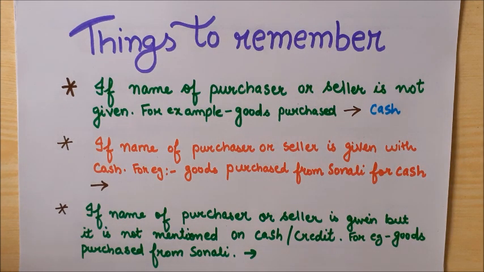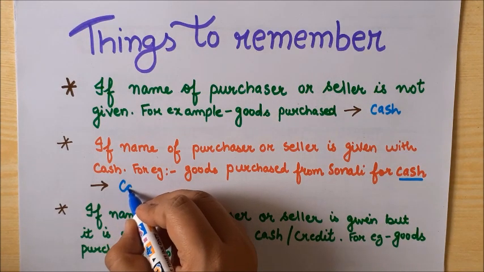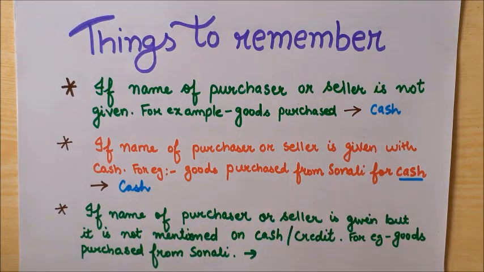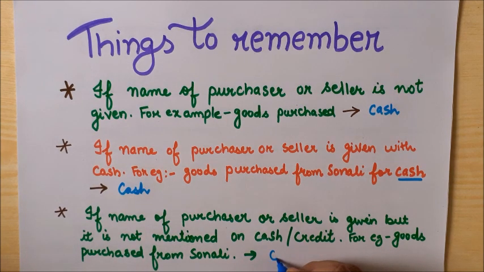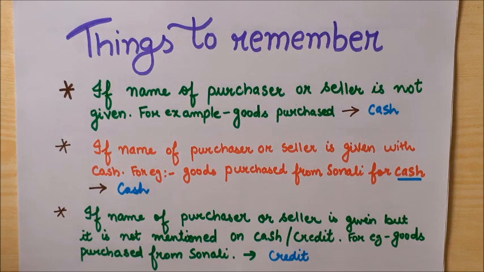If the name of the purchaser or seller is given with cash, for example, goods purchased from Sonali for cash, since the word cash is mentioned, you will assume it is on a cash basis. If the name of the purchaser or seller is given but it is not mentioned whether it is on cash or credit basis, since the name is given, you will assume it as credit basis.